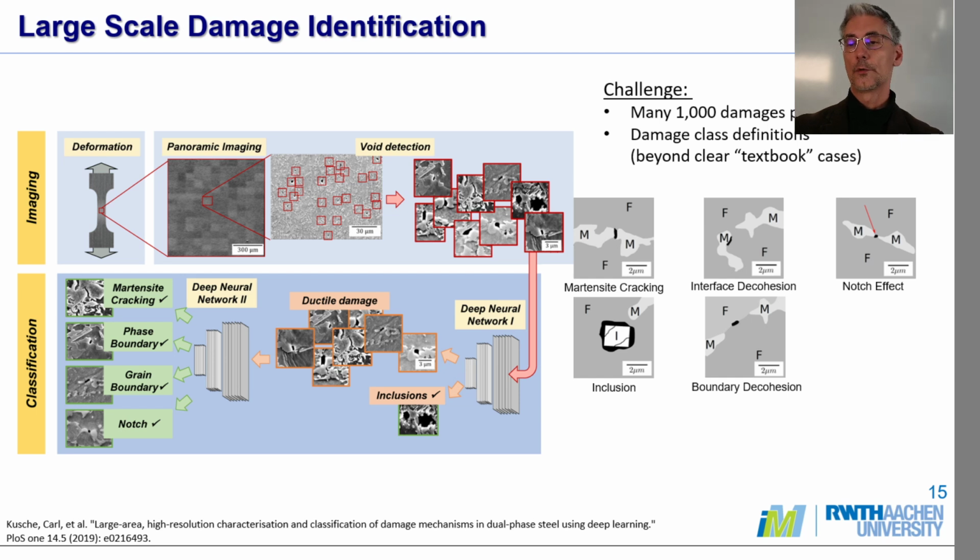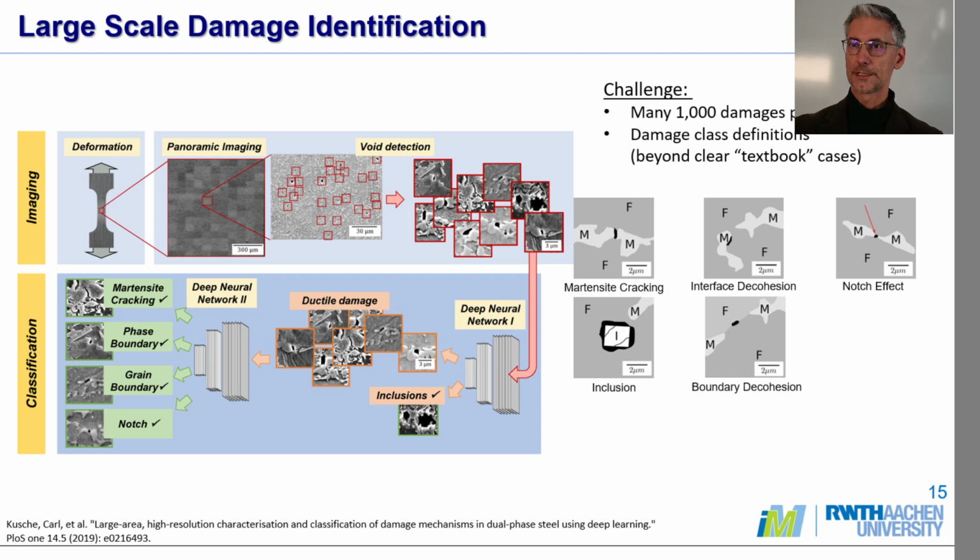The other challenge is that the damage class definition is clear, shall we say, for the textbook cases, as you see here on the right, like martensite cracking, interface decohesion, notch effect, inclusion, and boundary decohesion, where the small black area always indicates the type of damage. However, if you look at realistic cases in a real material, you find that of course there are these textbook-like cases, but there are also many cases where it isn't quite clear what's happening.